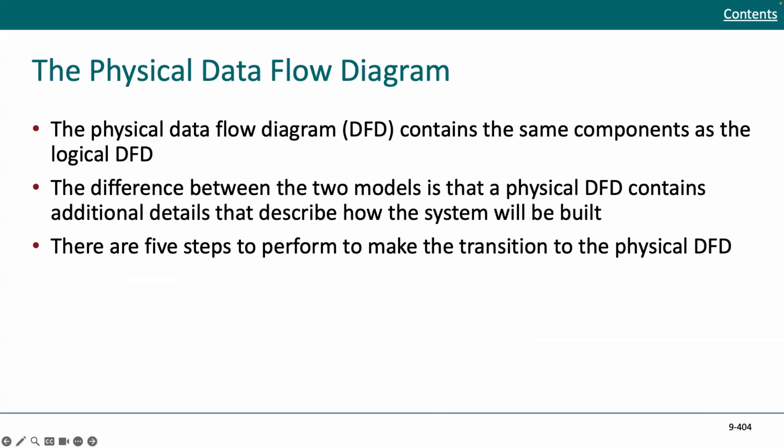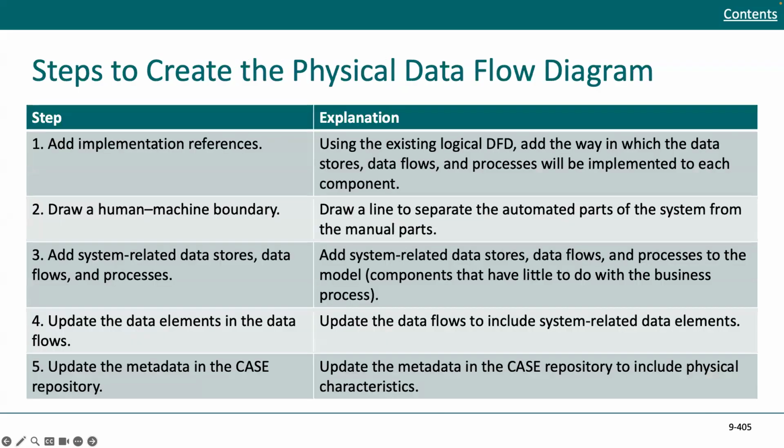But during the design, the physical process models are created to show implementation details and explain how the final system will specifically work. So the physical data flow diagrams contain the same components as a logical DFD. And so we'll, in a couple of charts, show that you can do a one-for-one mapping. The difference between the two models is that the physical DFD contains additional details that describe how the system will be built. And there are 5 steps to perform to make the transition to the physical data flow diagrams. Here are those steps.